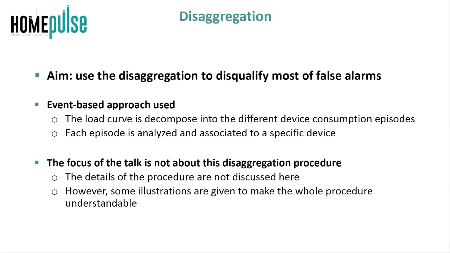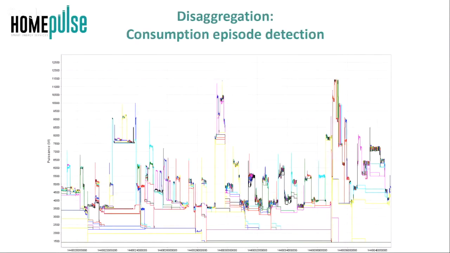But I will show some illustrations just to make the whole procedure understandable. So first here we have an aggregated load curve, and we use an algorithm to split it into small pieces. And so each piece is supposed to correspond to a specific device consumption episode. So here, at that moment, we don't know which device corresponds, but we have separated it.